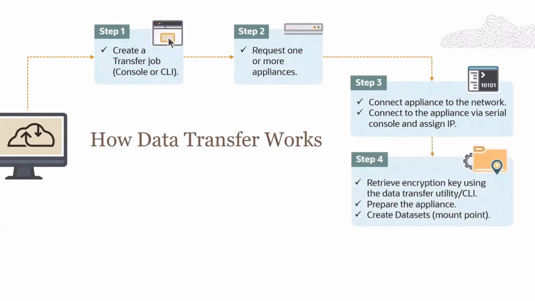You then need to initialize the transfer appliance using the OCI CLI. Initializing the appliance sets up communication between the host computer, and remember, this is where you installed the CLI, and the transfer appliance. You then need to initialize and configure data encryption. Next, create the datasets and NFS mount points that are needed to write data to the transfer appliance.